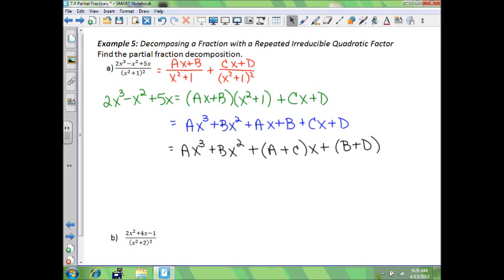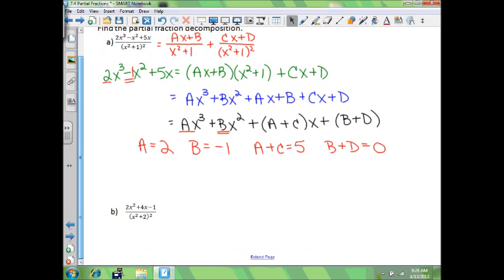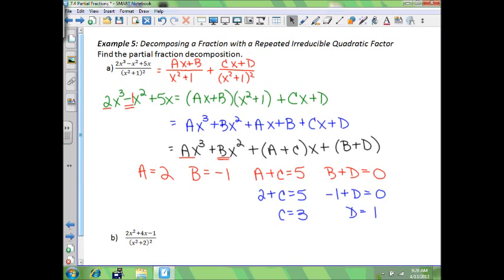Now, using your powers of intuition, that means a will equal 2, b will equal negative 1, a plus c will equal 5, b plus d will equal 0. So when we do this here, 2 plus c equals 5, which means c will equal 3. Negative 1 plus d equals 0, which means d will equal 1. So there's your A, B, C, and D, nice and quick and easy.